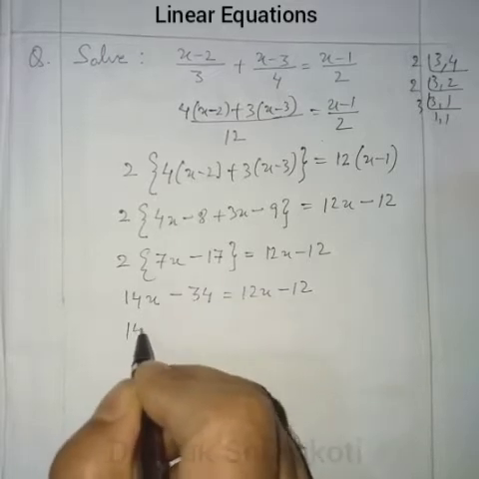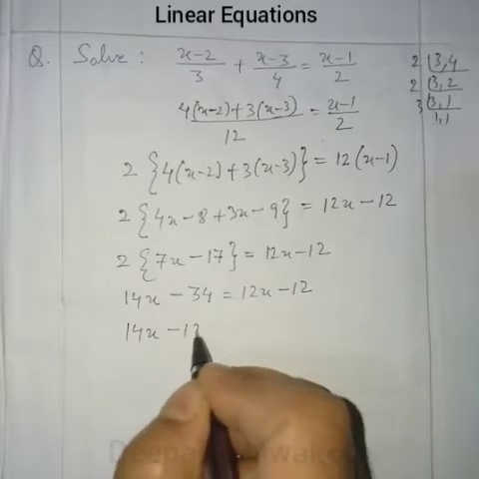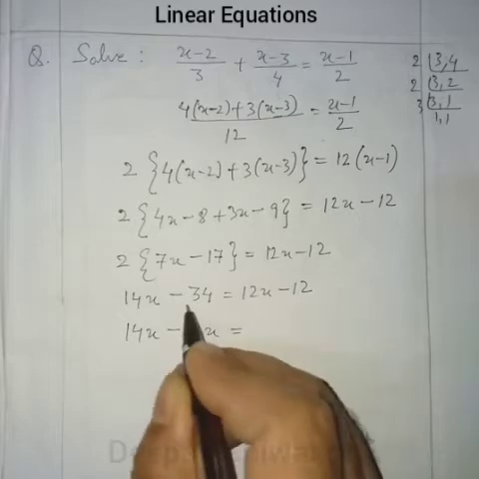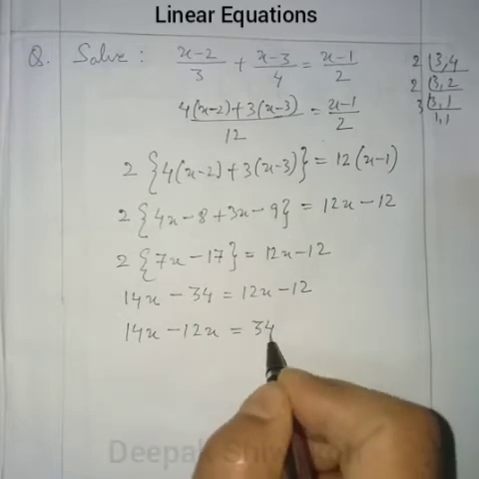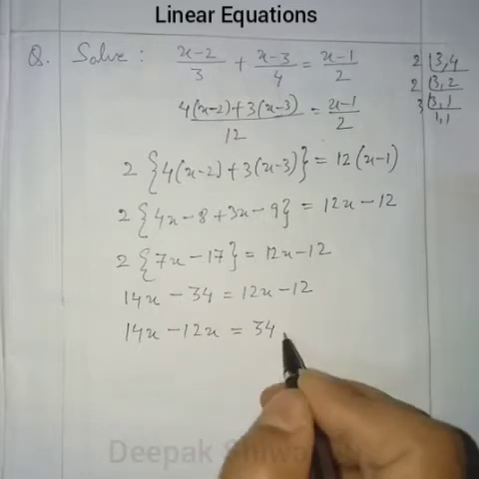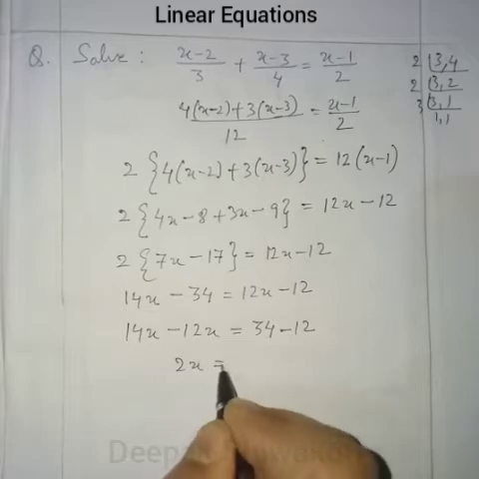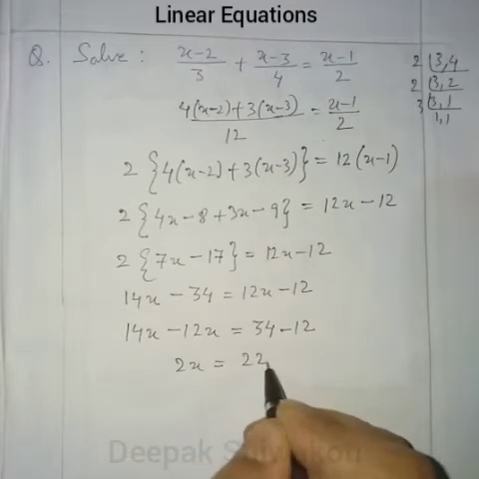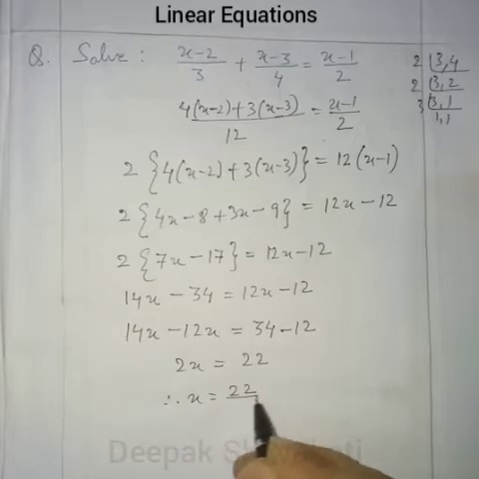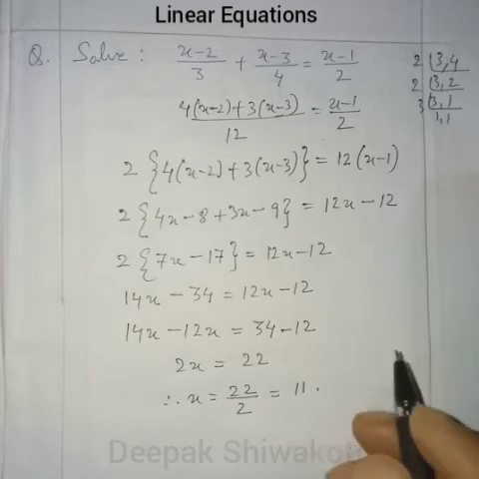we'll keep this variable one side. 14x, this 12x will come this side and it is minus 12x. Okay, this 34 goes this side and it will become positive. It is negative here, it will become positive, minus 12. Here we get 2x and here we get 22. So therefore x will be 22 by 2, that is 11. Okay, so this way we will solve.